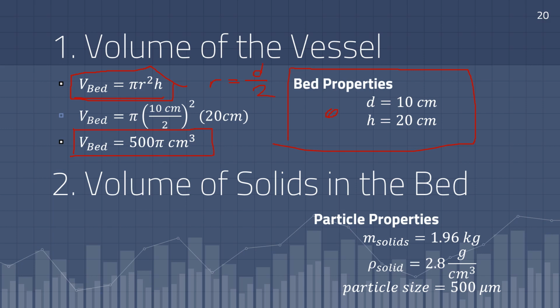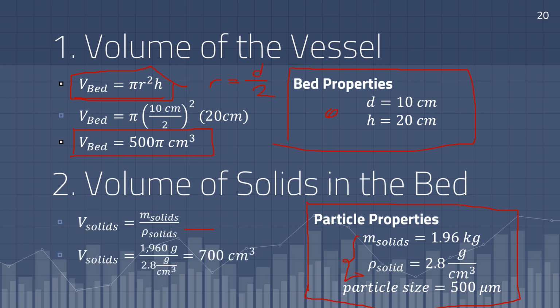Now, let us calculate the volume of solids in the bed, where its properties are summarized by these values. The formula for this is simply dividing the mass of the solids by its density. So substituting these properties to the formula will give us the volume of solids, which is equal to 700 cubic centimeter, which is presented here.